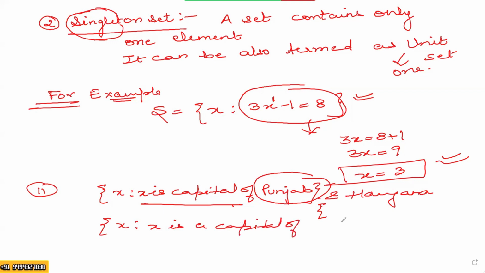Suppose I am giving an example: x such that x is the capital of India. So Delhi is the capital of India. Yes, ma'am. So this is a singleton set. Clear, children? Yes, ma'am. Understood? Yes, ma'am. Okay.